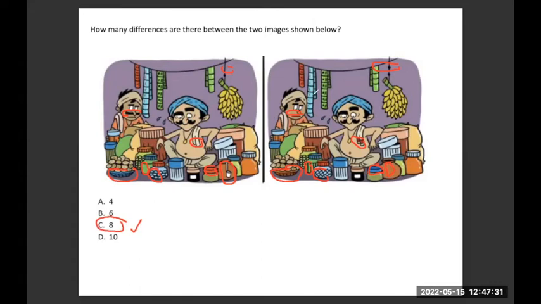Please remember, in these kinds of questions, you have to go element by element, like I did. Don't do it randomly. Please follow a systematic method. So you have to go by element. I started with that banana thing on top. Then I looked at all these hanging things which were happening. I observed them. Then I slowly came down at the bottom, and then I went from container to container to container.